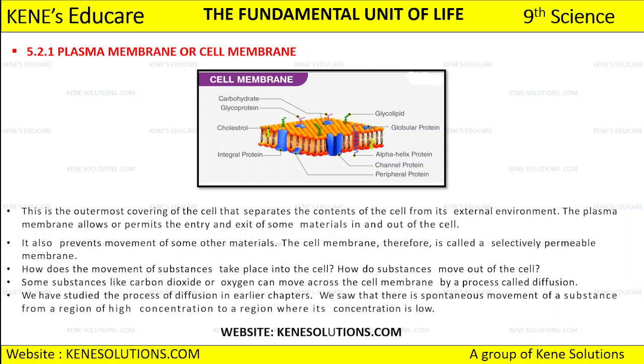Now some materials are going to enter inside the plasma membrane, and some materials are going to move out of the cell. So these movements cannot happen just any way. The plasma membrane is a barrier, you can say, because it is a selectively permeable membrane. It will not let all materials go inside the cell. So there is a special kind of movement of substances, and a question comes into our mind: how is any substance going inside the cell, and how is any substance coming out of the cell, right?